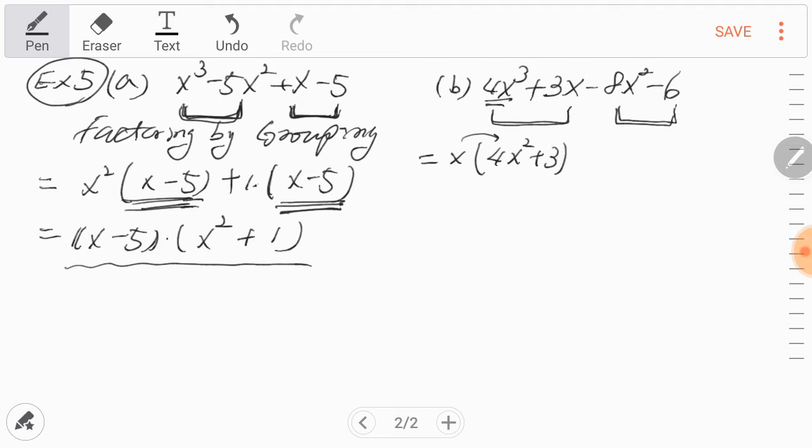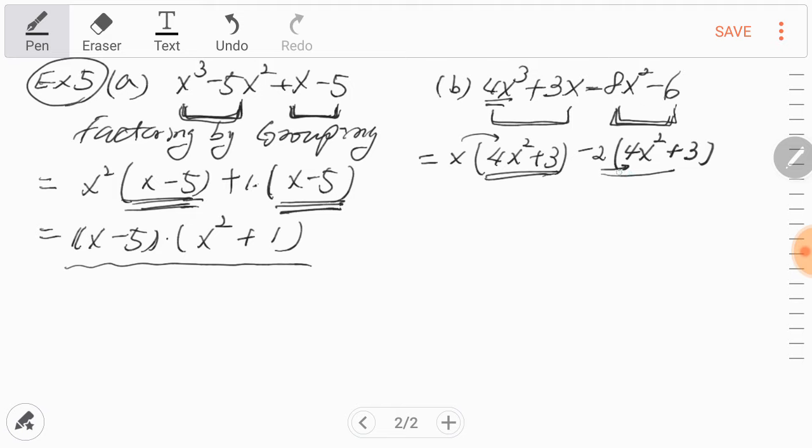And from the last two terms, we can factor out negative 2, because this is negative. So basically, we have to have this factor as a common factor. So let's factor out negative 2. Then 4x squared plus 3. Make sure the product is negative 8 and this one is negative 6. Okay, so we have a factor.